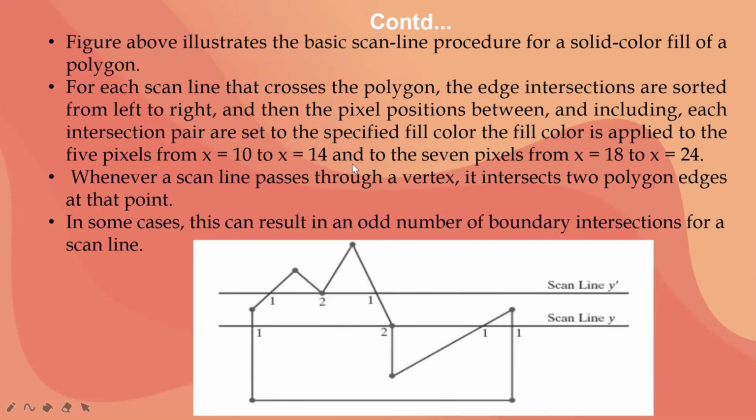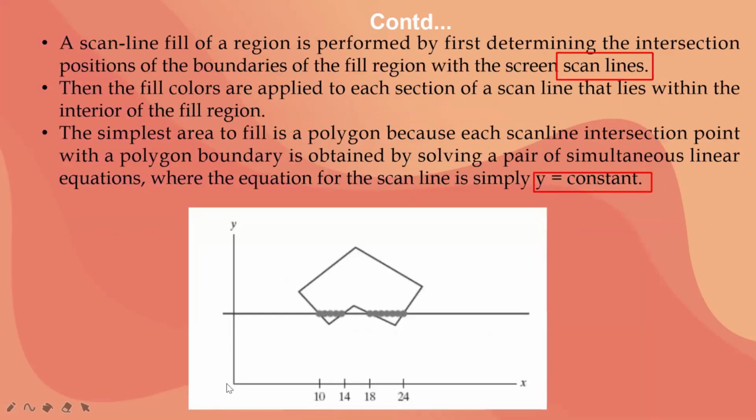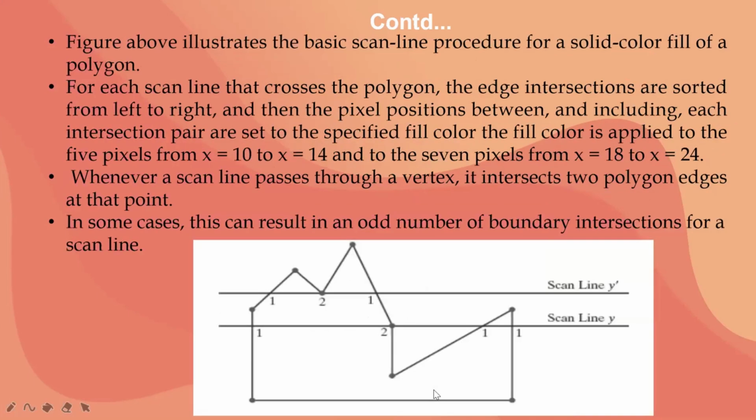So it's not mandatory to remember how many pixels there are. You can write how many pixels you got. Now, whenever the scan line passes through any vertex point, it will intersect the polygon edges at that point. Suppose I pass it through my origin, then you can say that it is intersecting the edges.